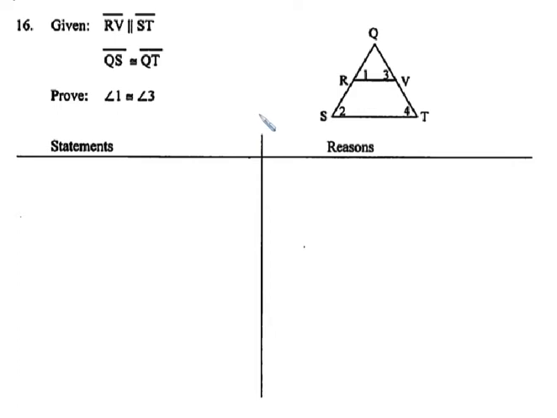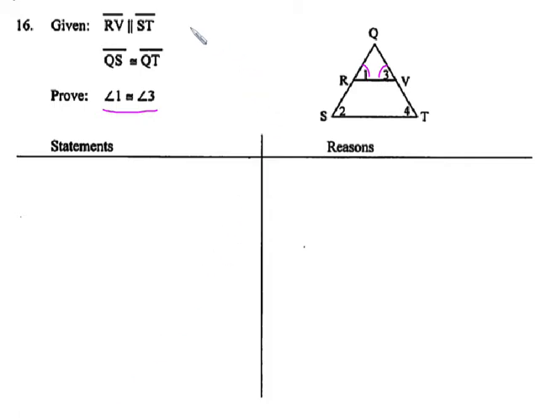In proof number 16, I'm going to start the way I start all my proofs. I'm going to look at what I'm trying to find. I'm going to mark that on the picture. Angle 1 is congruent to angle 3. Now I'm going to mark it in purple because I don't know that yet, and I'm going to go back and mark everything that I do know in green.